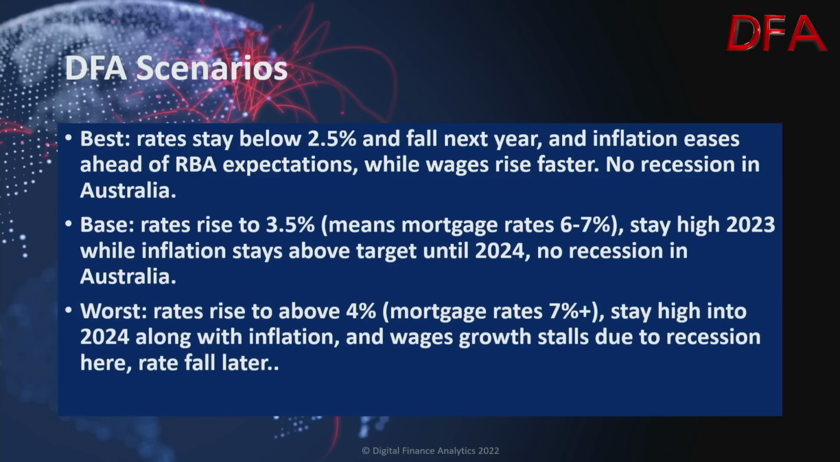The worst case is that rates go even higher, above 4%. That would put mortgage rates at 7% plus, stay high into 2024, along with inflation. Wages growth stalls due to recession, and later rates fall. So those are the scenarios that I'm using.